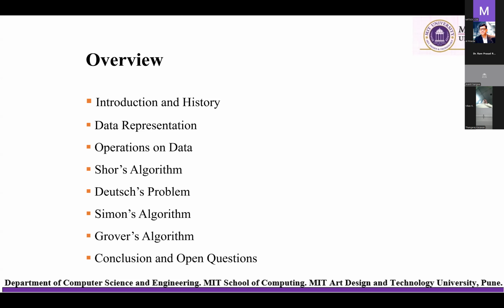Quantum operations involve manipulating qubits using quantum gates, which apply transformations that can change the qubit state. Common quantum gates include the Hadamard gate, which creates superposition, and the CNOT gate, which entangles qubits. These operations are reversible and form the foundation of creating quantum circuits.